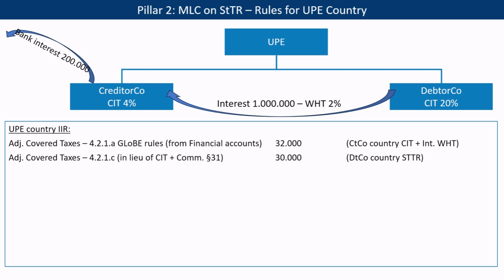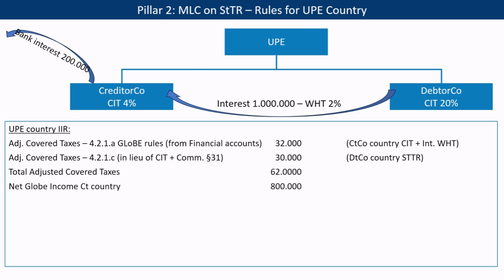And then we get to 4.2.1(c) of Globe rules, and this says that you add to the covered taxes also any taxes in lieu of income tax. And the commentary in paragraph 31 to Article 4.2.1(c) specifically mentions STTR, right? So we also add the 30,000 under the STTR, and then the total adjusted covered taxes comes to 62,000.